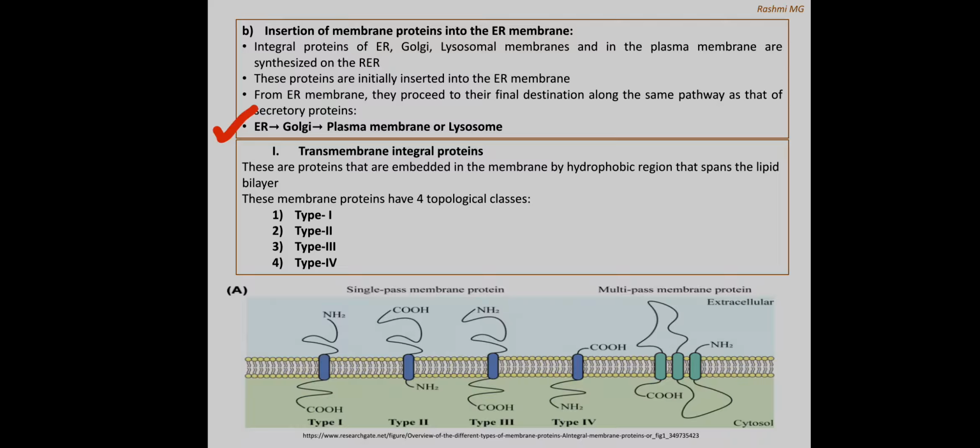First one is the transmembrane integral protein. Transmembrane integral proteins are embedded in the membrane by a hydrophobic region that spans the lipid bilayer. These membrane proteins have 4 topological classes, that is type 1, type 2, type 3 and type 4. Let us further discuss the distinction of type 1, type 2, type 3 and type 4. Just consider this image.